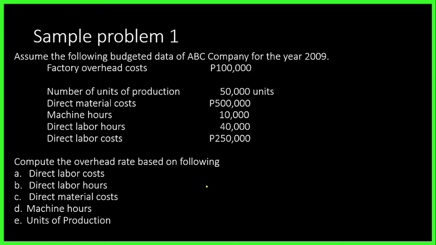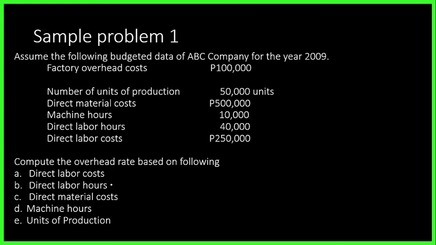Let's assume you have the following figures for ABC company for the year 2009. Let's say that the estimated factory overhead cost is 100,000. And you have the following: the number of units produced 50,000, direct materials cost, machine hours, direct labor hours, and then you have your direct labor cost. Feel free to pause the video and take a screenshot, because we will come back to that. Now, the requirement is for us to compute the overhead rate based on the following.